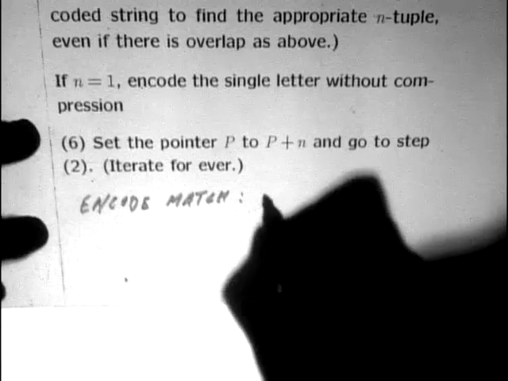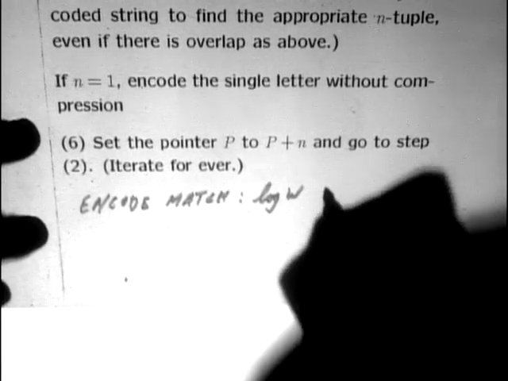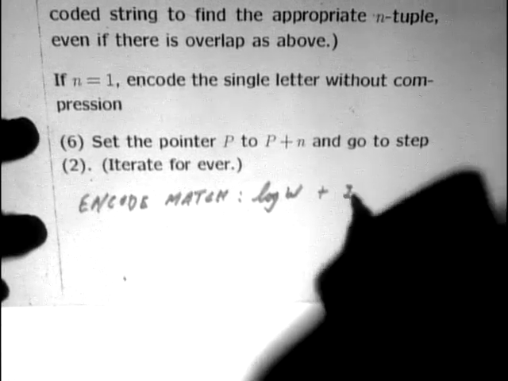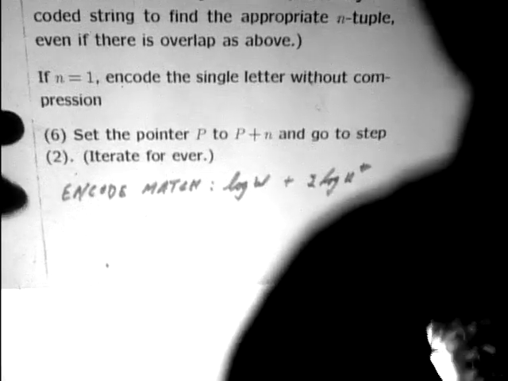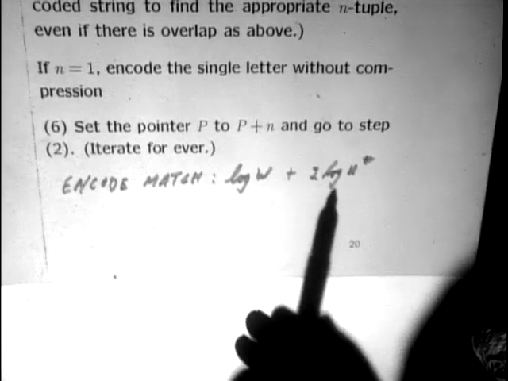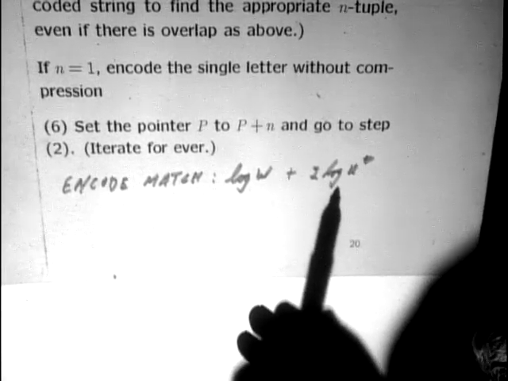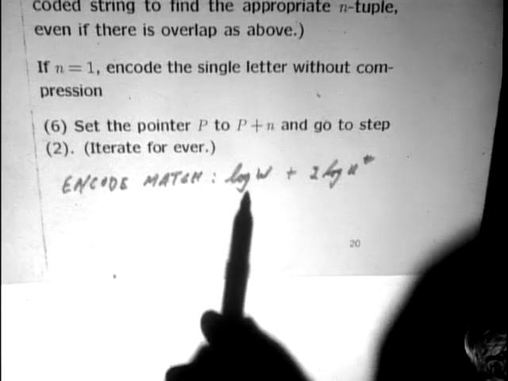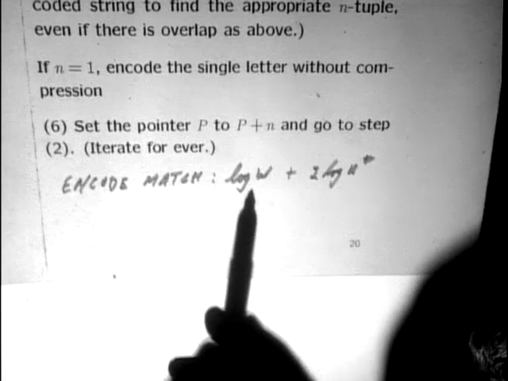You use log W plus 2 log n star. That's the number of bits it takes you. This is the number of bits it takes you to encode what the match size is. You still have to encode that. This is the number of bits it takes you to encode where the match occurs.